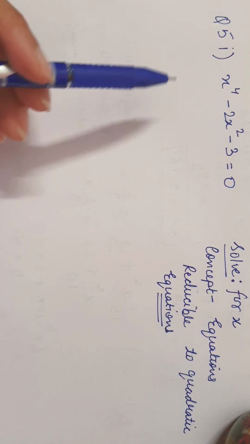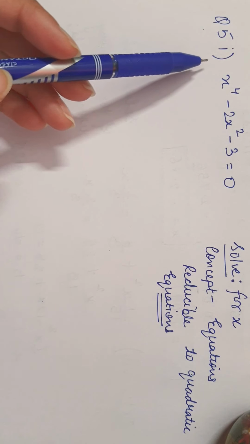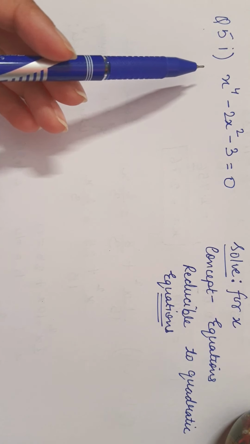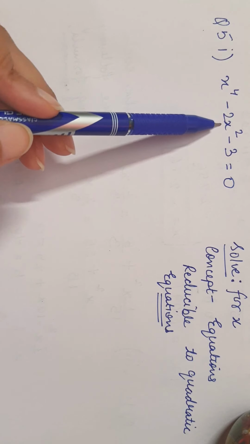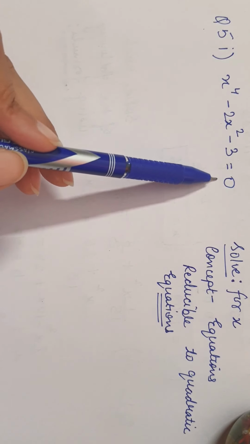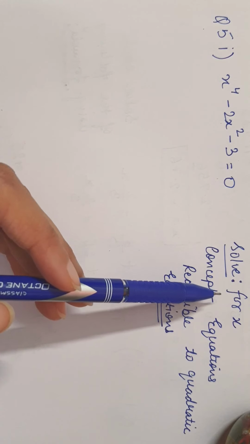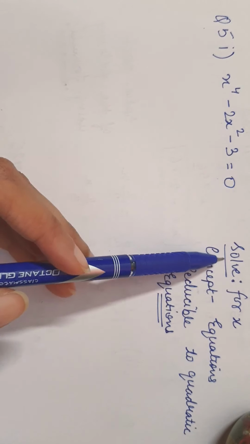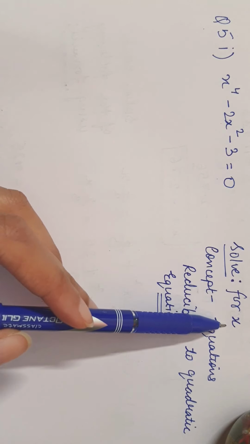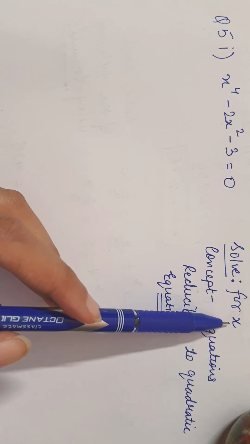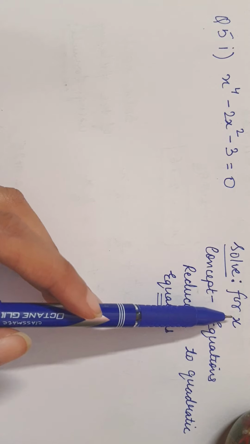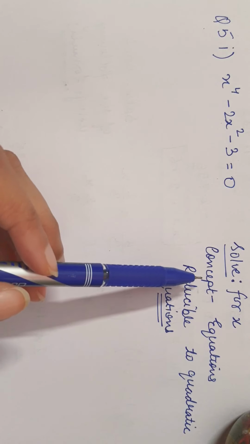So the next question is question 5, first part of your textbook, exercise 5D: x raised to the power 4 minus 2x square minus 3 equal to 0. They have written only solve for x. They have not mentioned the way to solve, either by factorization or by formula. That is up to us.